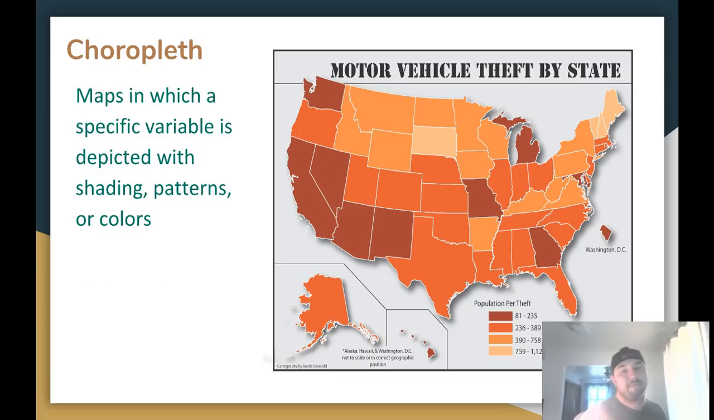So our first thematic map that we're going to look at is the most commonly used one, a choropleth map.